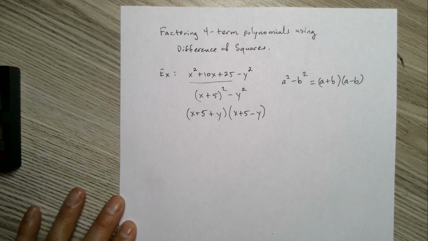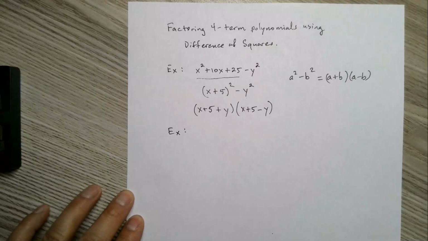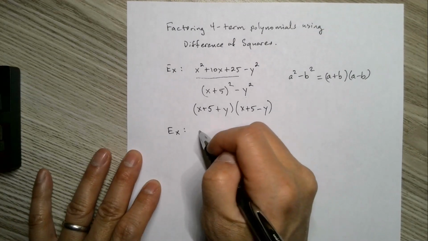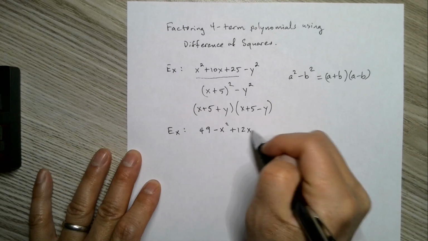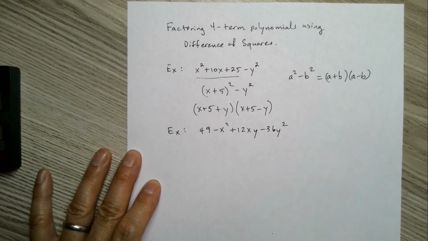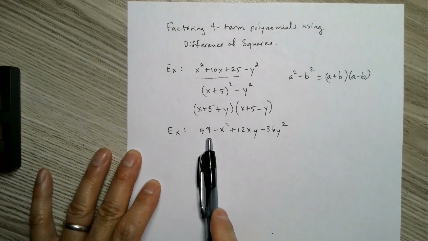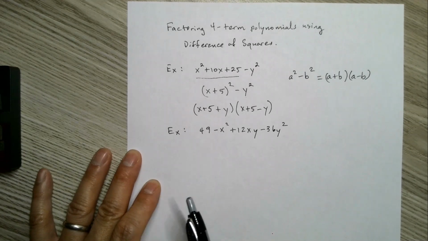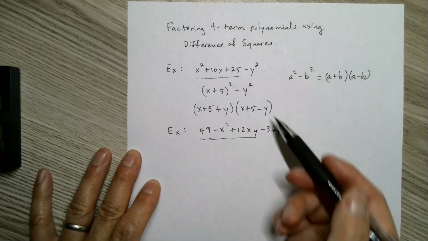Okay, let's do a second example with the same technique, with a little twist to it. Okay, again, I have 4 terms. I have 2 variables involved. I can't do GCF for the first 2 terms, so I'm going to look at a trinomial that is factorable. Look at these 3 terms like I did in the other example.